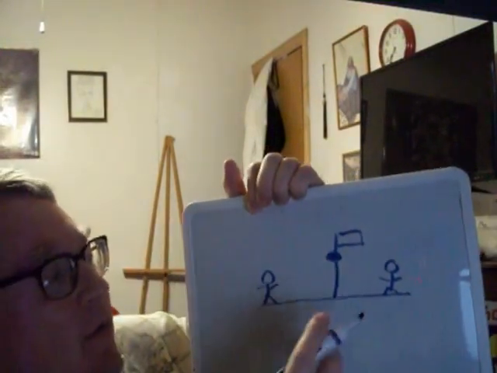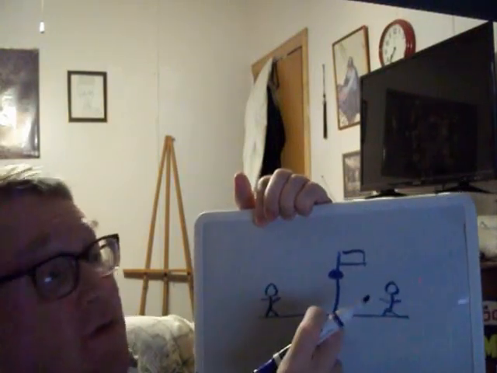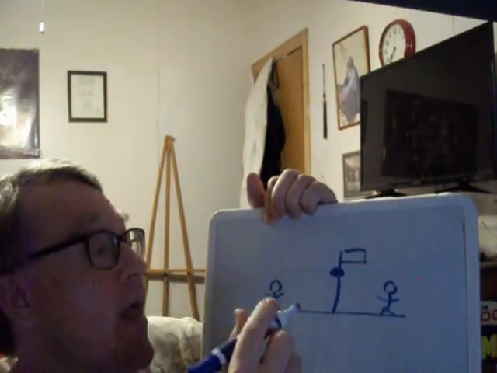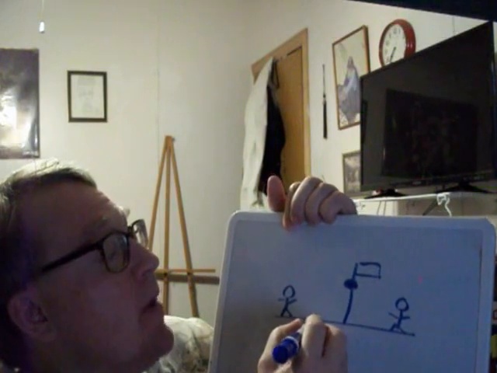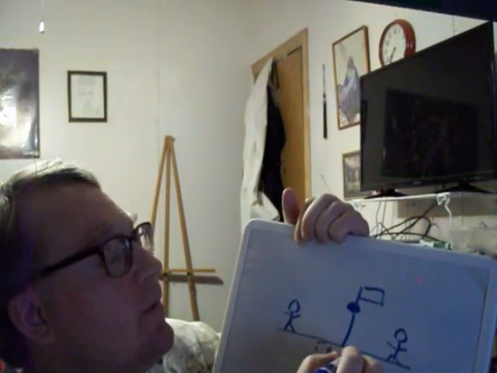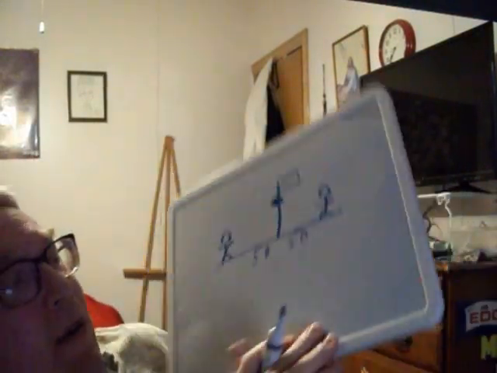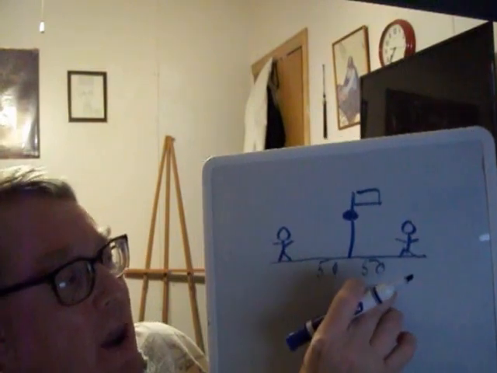So you got your flagpole here. He's only 50 centimeters from the flagpole, and this guy is also 50 centimeters from the flagpole. This is where you get your arc measurements of 50 and 50. But it's not really 50 here and 50 here.